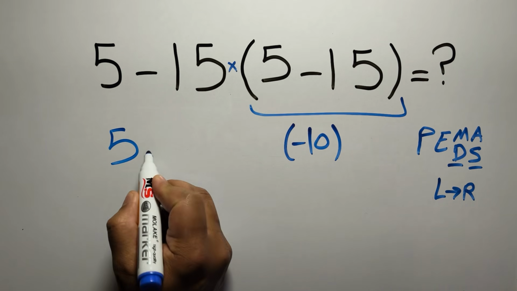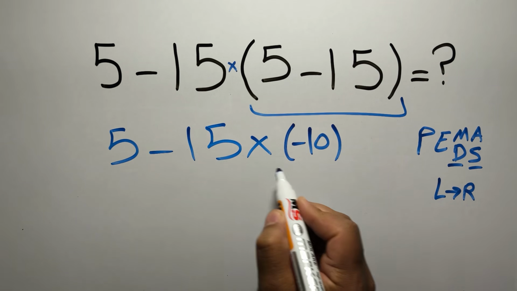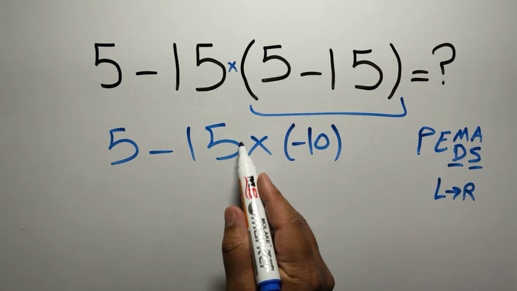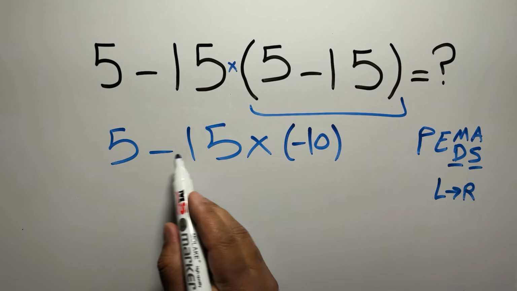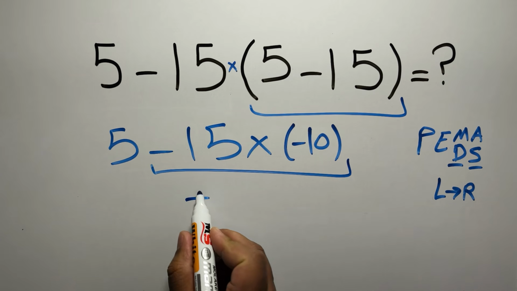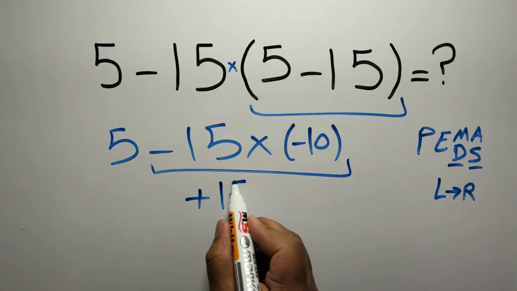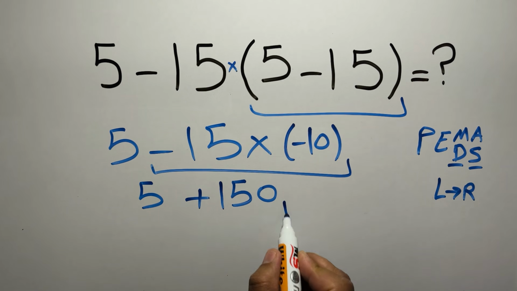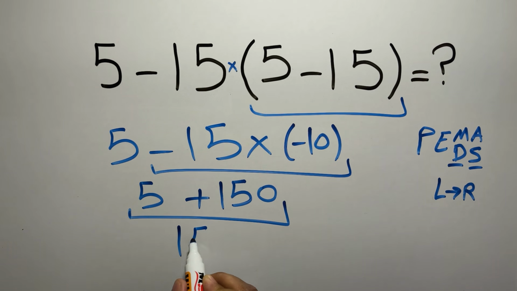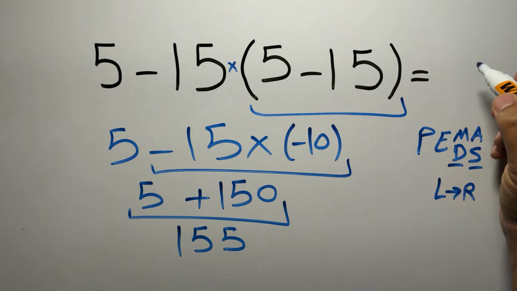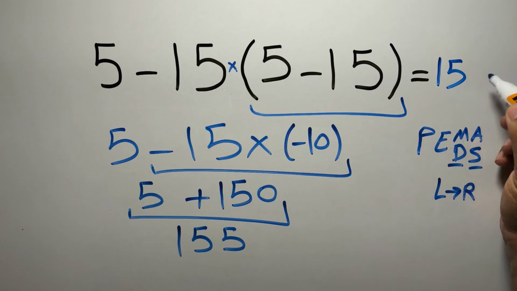Okay, so 5 minus 15, then times negative 10. In this step, first we have to do this multiplication. Okay, negative 15 times negative 10 gives us positive 150. Okay, so 5 plus 150, which equals 155. This is our final answer to this problem. The correct answer is 155.